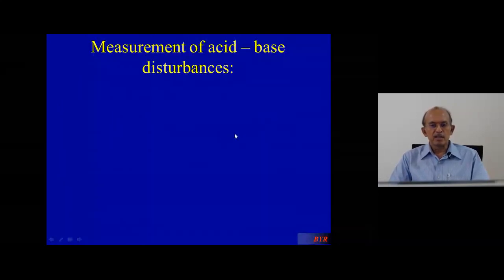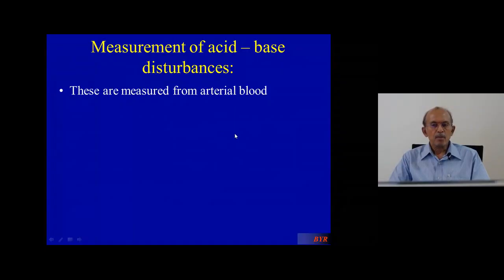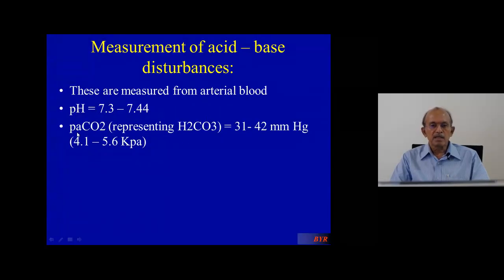So, measurement of acid-base disturbances. How do you measure? You measure the acid-base disturbance from the arterial blood. You have three parameters here. One is the pH parameter, normally 7.3 to 7.44. The other parameter is the partial pressure of carbon dioxide in the arterial blood, denoted as PaCO2. PaCO2 represents carbonic acid. It is 31 to 42 millimeters of mercury pressure.